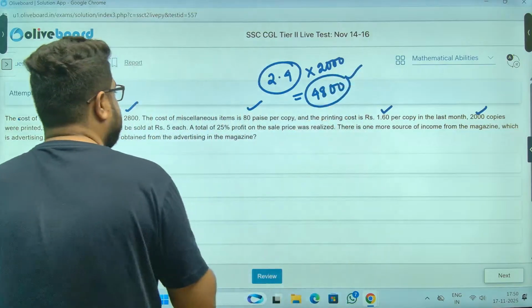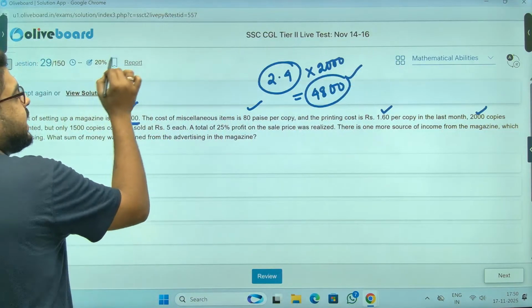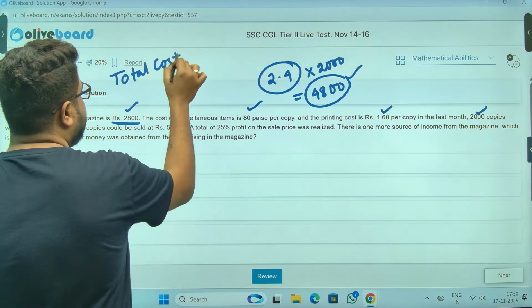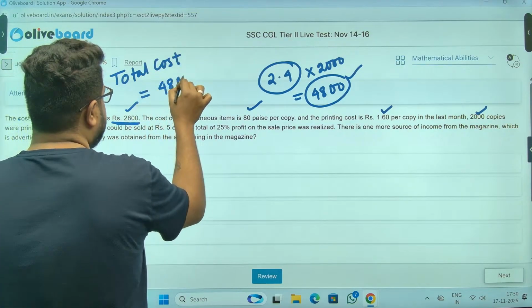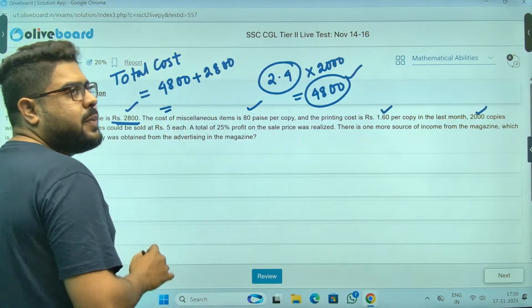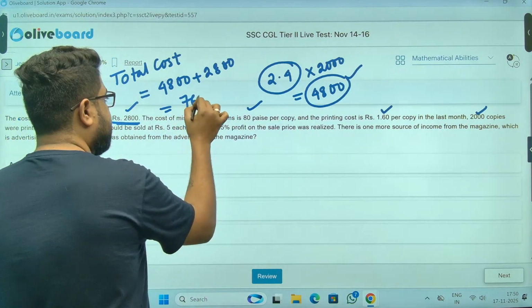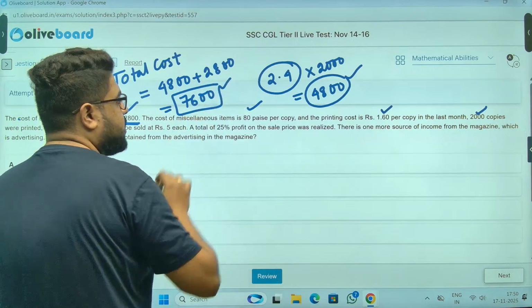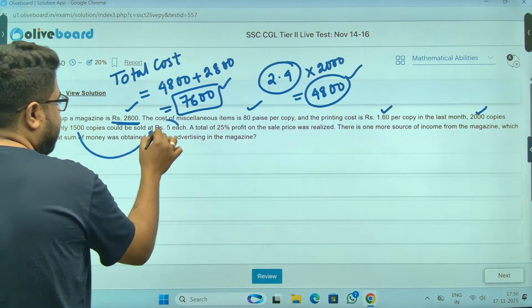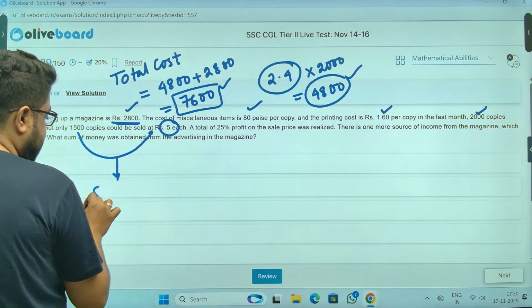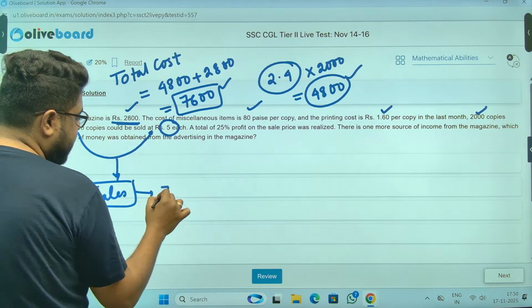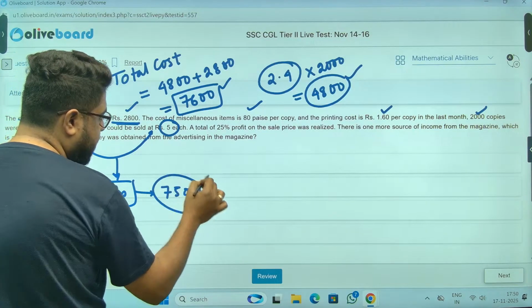This is printing cost plus fixed cost is 2800. So total cost, sir, it will be 4800 plus 2800. So 7600, sir. This is cost. Now 1500 copies were sold at 5 rupees each. So sales I'm just writing. 15 fives are 75. So 7500 rupees I got from there.